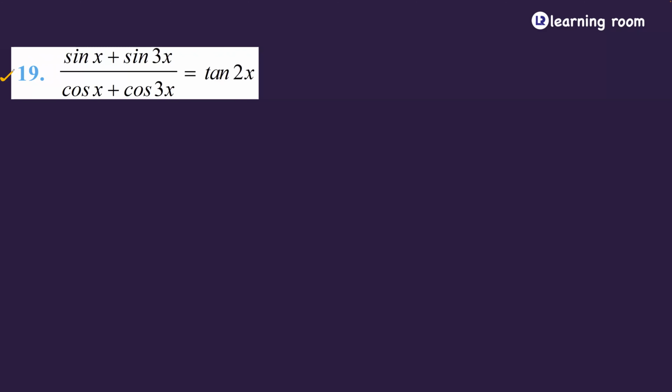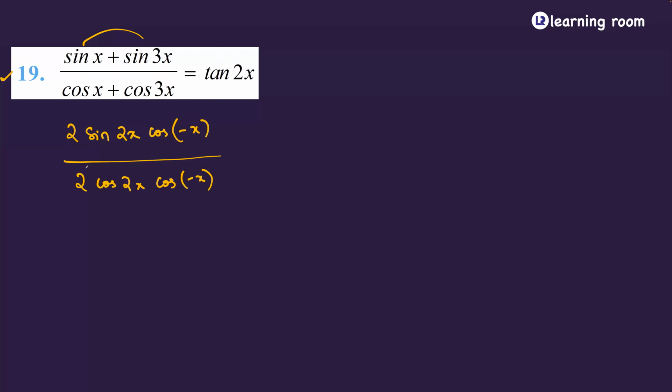The next one is sin x plus sin 3x divided by cos x plus cos 3x is equal to tan 2x. So you have the formula for sin A plus sin B, which is given as 2 sin of x plus 3x by 2, which is going to be 2x, cos of x minus 3x by 2, which is going to be minus x, the whole divided by cos x plus cos 3x. It is going to be 2 cos of x plus 3x by 2, which is 2x, cos of x minus 3x by 2, which is going to be minus x. So 2 and 2 will get cancelled. Cos of minus x and cos of minus x will get cancelled. So you're left with sine by cos, which is going to be tan of that angle, which is 2x.